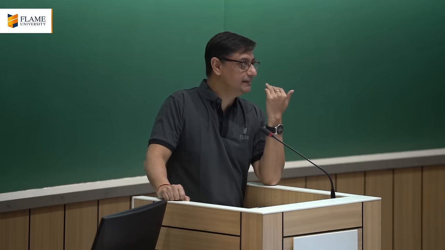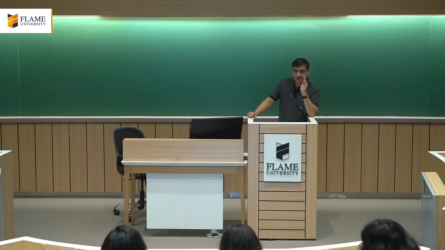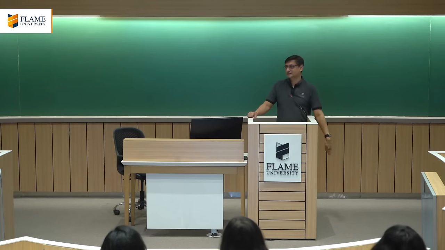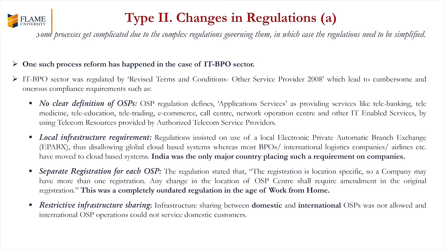The second problem was, technically, if anyone was doing any business activity using a telecom line, then technically they were supposed to have an EPABX machine in the basement. Now, I am quite certain that nobody below the age of 40 has any idea what an EPABX machine is. Yeah? And yet, you were supposed to have one of these things in your basement. Now, just so that you know what this is, it's an electronic private automated branch exchange.